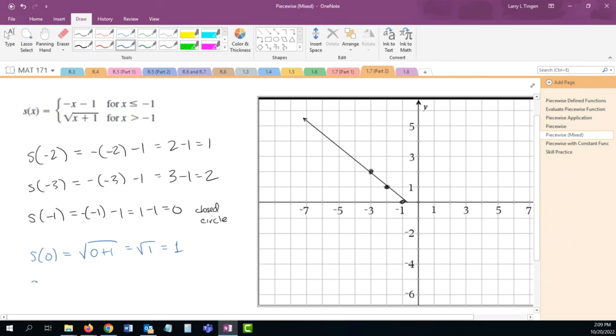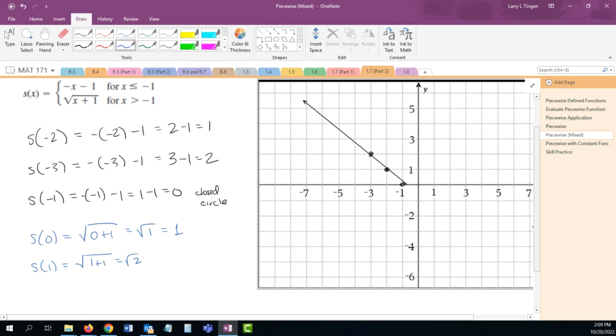All right, so 0 is the next point, and then 1, 1 plus 1 is the square root of 2. That's not really easy to graph. So instead of just picking integers, let's see if we can figure out what values of x would return some nice plottable points for me. So at 0, I'm at 1. At 1, I'm at the square root of 2, but again, that doesn't plot well.